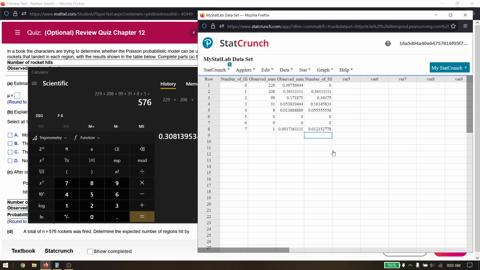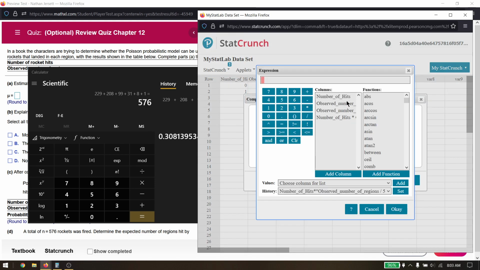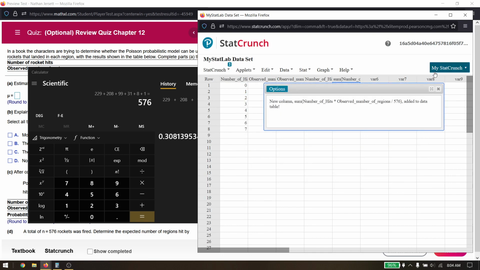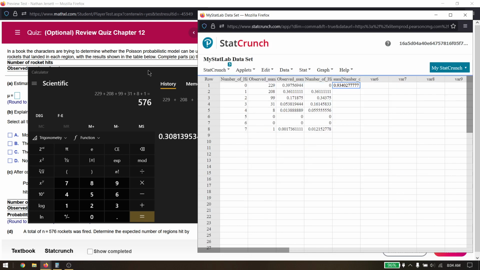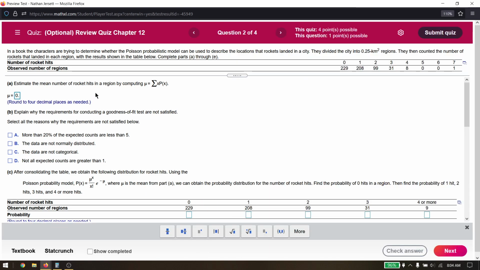And now we can add them all up. So let's go to data, compute expression. What I think we can do is sum the column we just made. I think that's how you can do that. And that gives you a single sum. And so the mean looks to be, to 4 decimal places, 0.934.